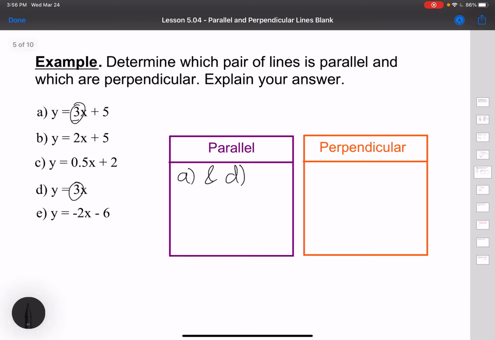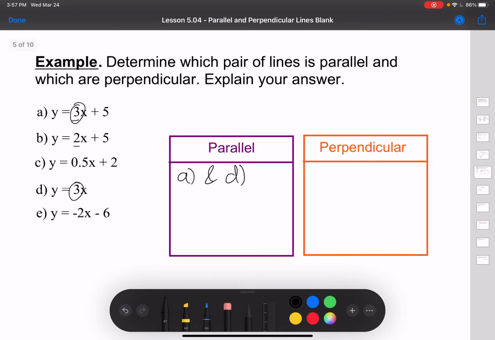Okay, let's continue on just to see if there's another pair. 2, is there anything else with a slope of 2? Well, we have 0.5 and negative 2. Just be careful. If the signs aren't the same, they aren't parallel. They have to be the same sign. And so we don't have any more parallel ones.